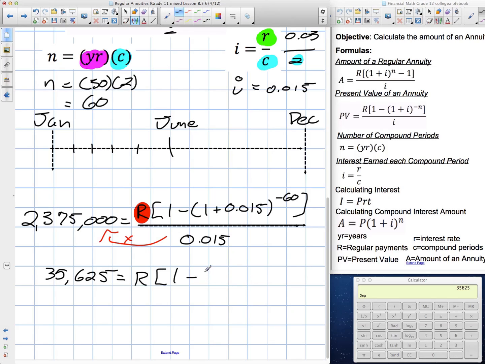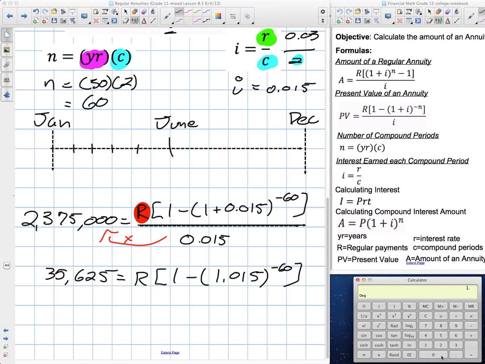1 subtract, and I'm going to simplify that too. That's going to be 1.015 to the power of negative 60. When we do this, make sure you put negative in your calculator. We're going to simplify these brackets here. So we have 1.015 to the power of negative 60, and I have to make sure it's negative 60. It's going to be very important. It's going to change our number. Instead of making a number that's larger, we're actually going to make a number that's smaller.